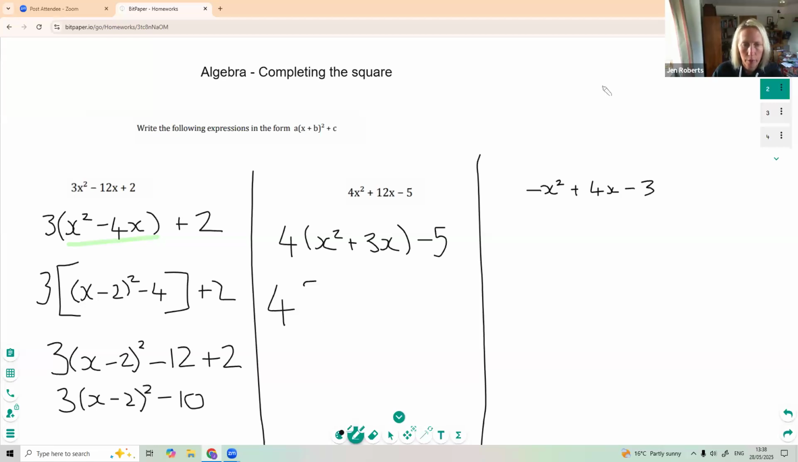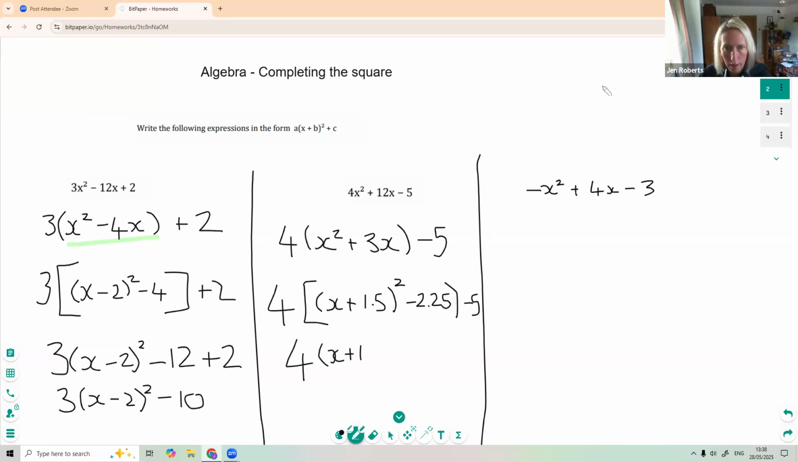I'm going to take my 4 out to get my 1x squared. These decimals are unavoidable with this one. Half of 3 is 1.5. You might have it as a fraction or as a decimal. 1.5 times 1.5 is 2.25, so I'm going to take it off here. And I'm going to expand my brackets. Okay, 4 times negative 2.25 is 9. And then simplify.